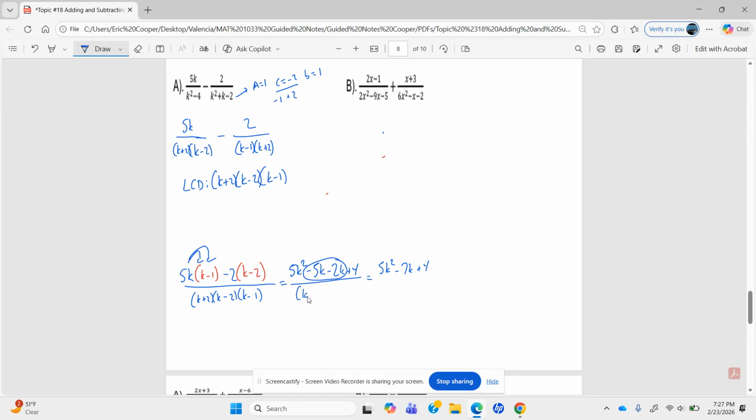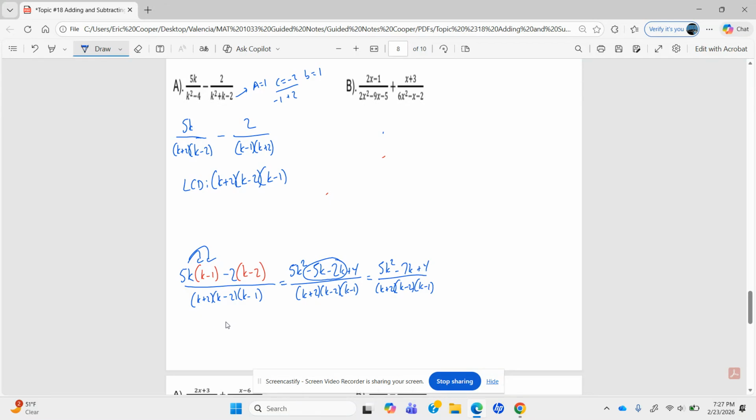Now again, we're not doing anything else to the bottom, so the bottom is coming along the entire time. The only time we would ever need to touch the bottom again is if we need to cancel something out. Well, in order to see if we need to cancel it out, we have to see if this factors. So we're going to check real quick if this factors.